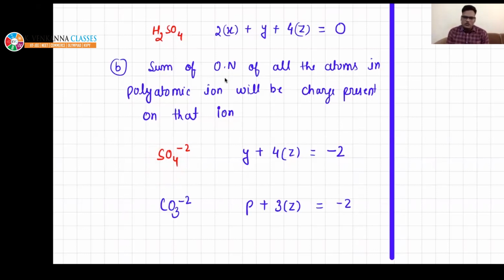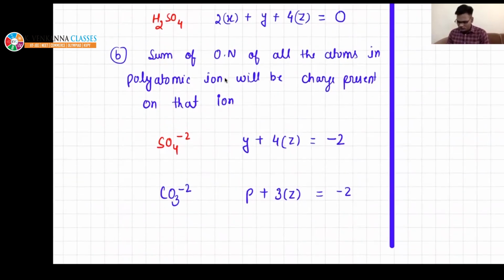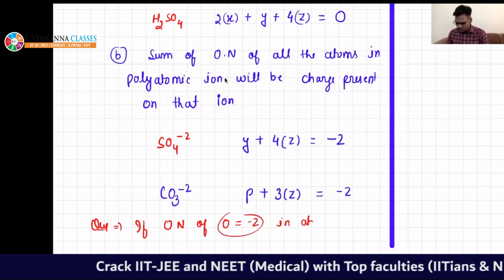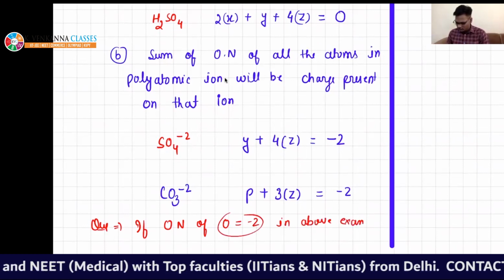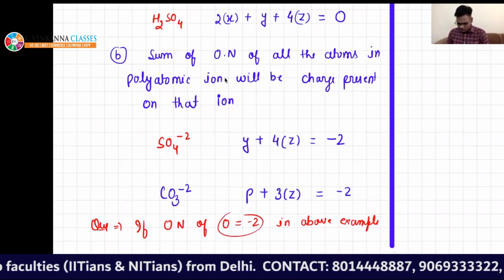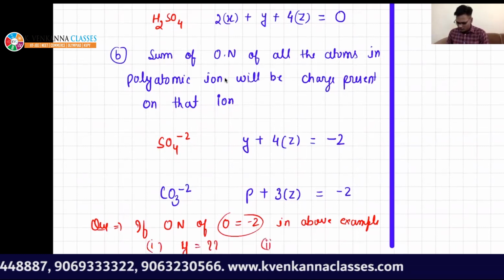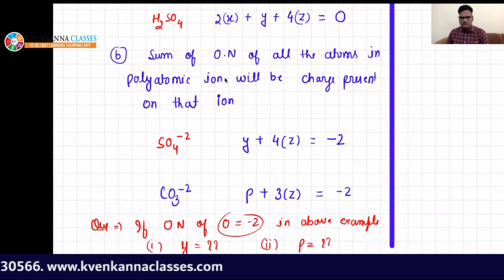Okay. So I am telling you, let's say Z is -2. What will be the value of Y and P? Any one of you? If the oxidation number of oxygen is -2 in the above example, first you tell me the value of Y, and second you tell me the value of P. Come on, quickly.